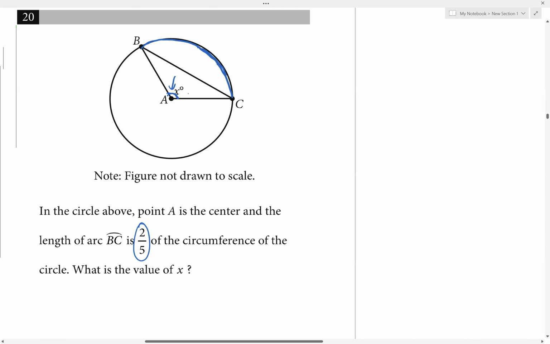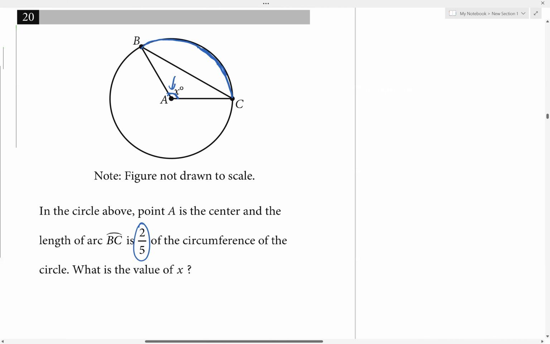So the bigger the central angle, the bigger the arc. The smaller the arc, the smaller the central angle. Okay, so we don't actually need to know what the radius or the arc measure is, because they didn't tell anything about that, right? We don't know about the radius, so we can't solve for circumference. We don't know anything about the measure of the arc. All we know is that the arc is 2/5 of the circumference. So we can say the angle is 2/5 of the measure of the whole circle.